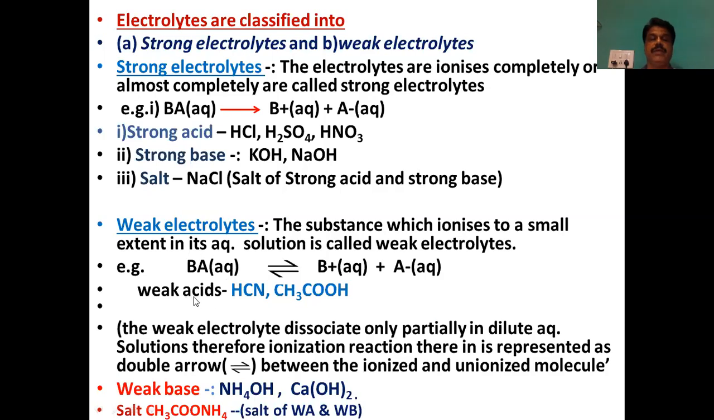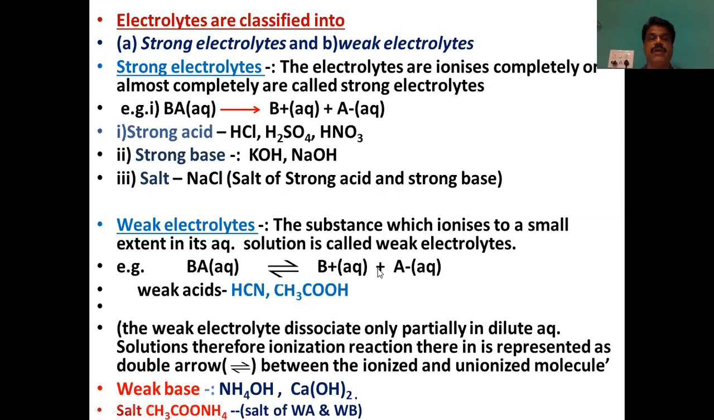What are examples of weak acids? HCN, hydrogen cyanide, and acetic acid. These are examples of weak acids and also examples of weak electrolytes, because they dissociate to a small extent. Weak electrolytes dissociate only partially in dilute solution. Therefore, the ionization reaction is represented by a double arrow between ionized and unionized molecules.